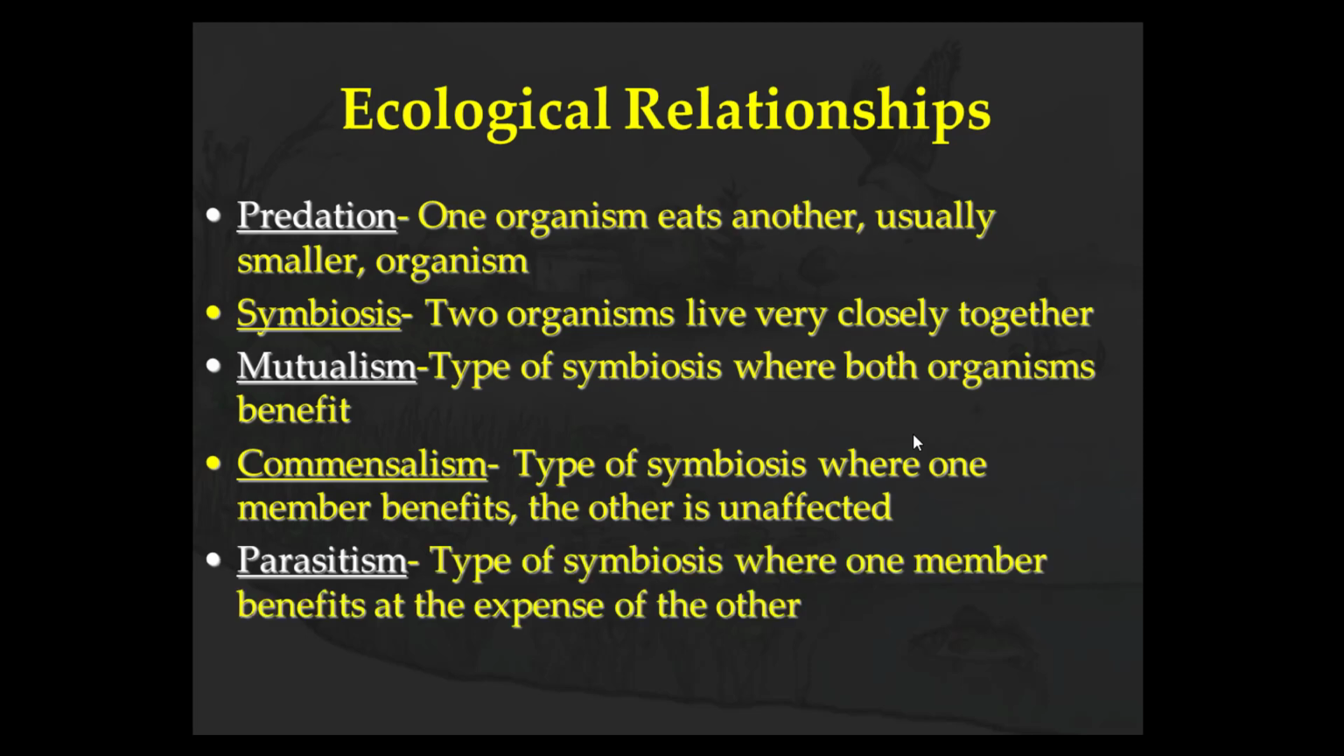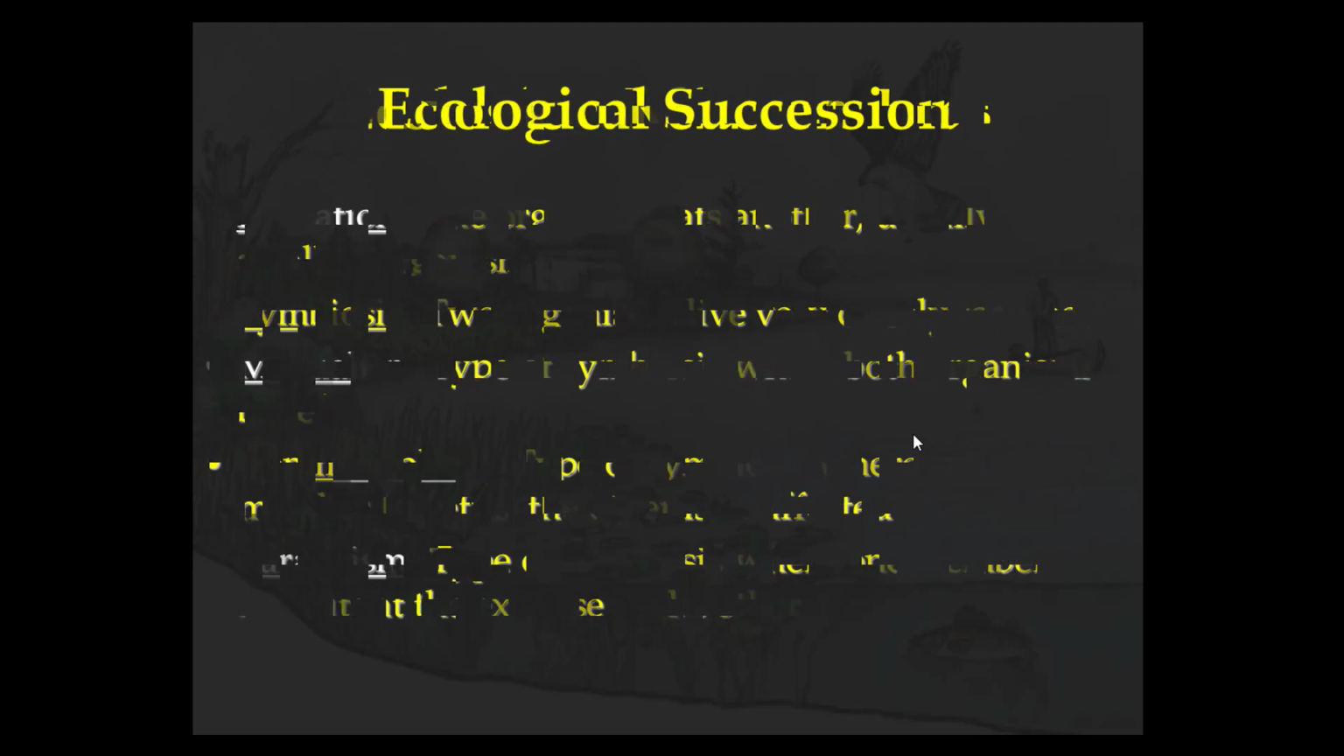And the last is parasitism. It is a type of symbiosis in which one member benefits at the expense of the other. So we can say that one member gets a benefit and the other gets harmed.